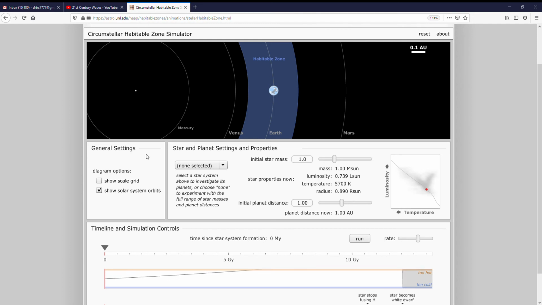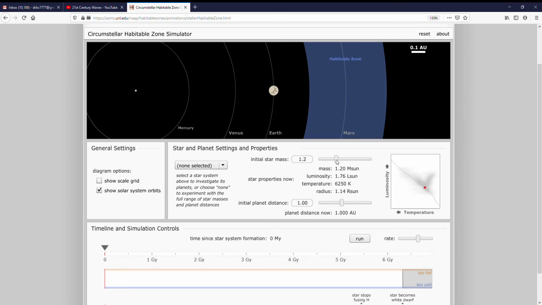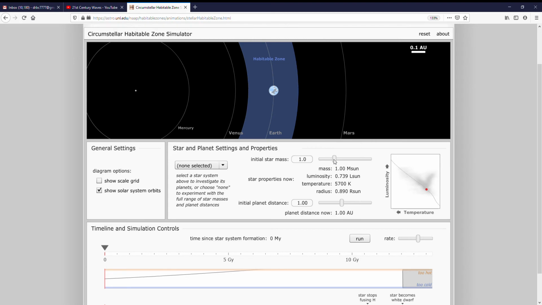Now, over here on the general settings, basically it's a good idea to keep the solar system orbits on, even if you're not in the solar system anymore, just so you know roughly where you are. See this little initial star mass setting? I can control that anywhere I want. Notice what happened. I don't know if you saw that. It happened pretty fast. For a star of 1.0 solar masses, these are the masses of the Sun, the Earth at the beginning of history for the solar system was right in the middle of the CHZ.